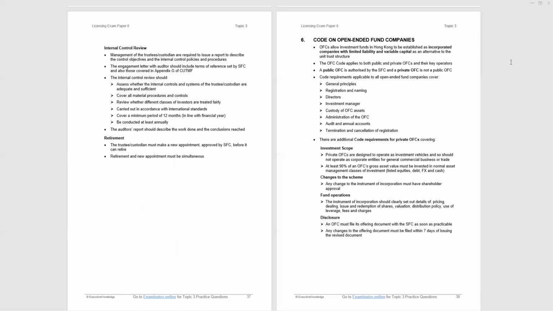Finally, with regard to trustees, custodians, retirement, the trustee custodian must make a new appointment approved by the SFC before it can retire. Now, the trustee custodian is a very important party to the whole collective investment scheme world, because they are looking after the investments on behalf of the investors. It's the management company that, yes, decides what's going to be bought and sold, but the actual custody of the assets is in their charge. So before they move on, they must get the new appointment approved by the SFC. Retirement and new appointment must be simultaneous, at the same time. We can't have any gap between one custodian or trustee and the next.